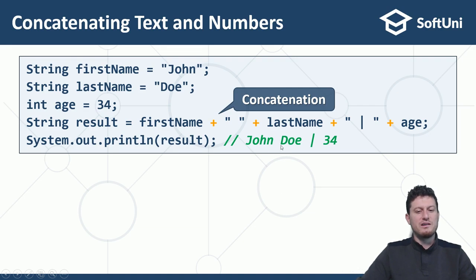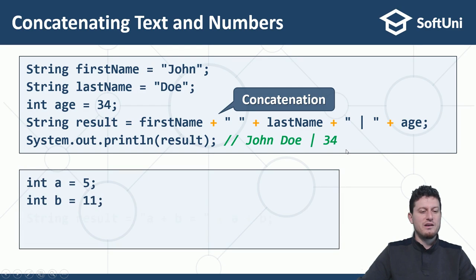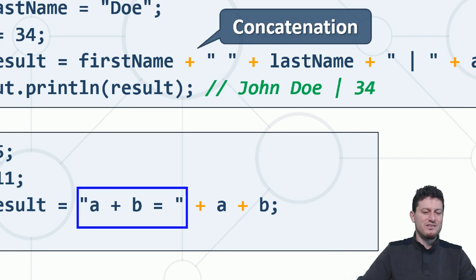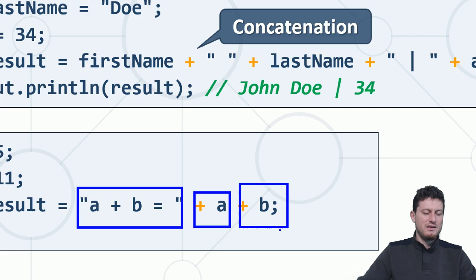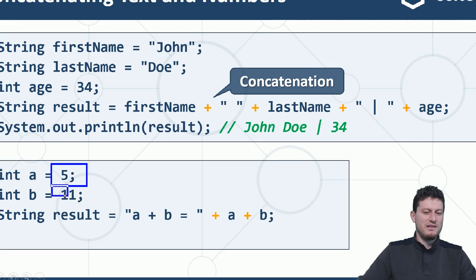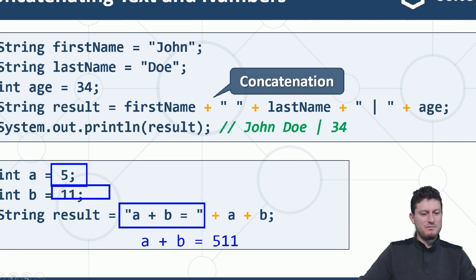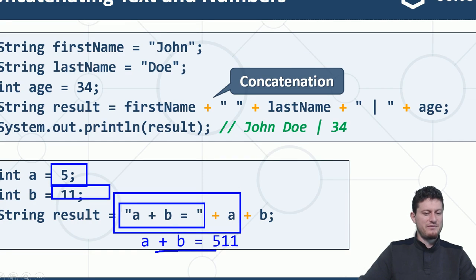For example, this is John concatenated with a space, then with Doe, with a space and vertical line and another space, then with the age. This is another way to do it. "A plus B is equal to " plus A plus B. This is very interesting. This is a string. This is A, this is B. So if A is 5 and B is 11, the result will be something like A plus B equals 5, 11. Why? Because this is a string. The string plus A is "A plus B equals 5". And together this string with B is "A plus B equals 5, 11".